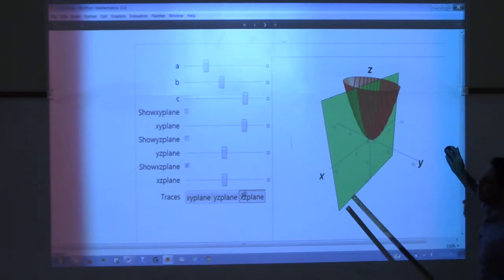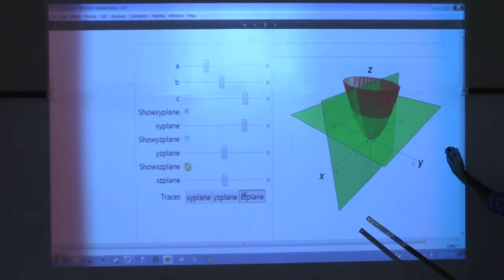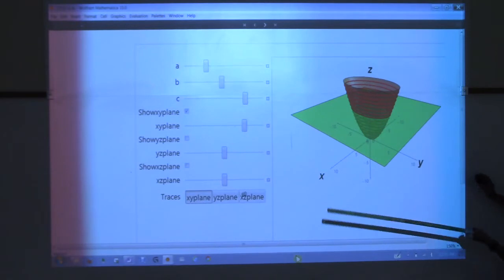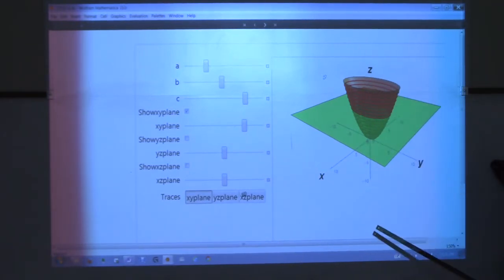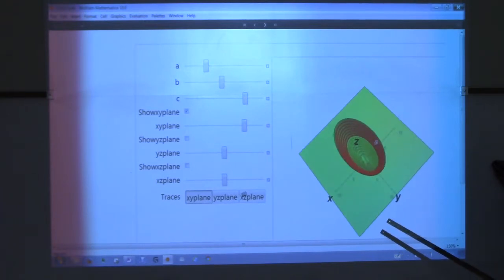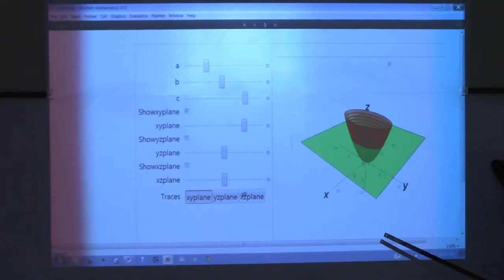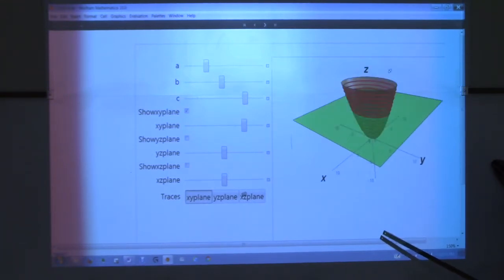Okay, so how about if I cut it this way? Right? I'm getting ellipses there. Now, they do look like circles, right? But if you kind of pull it out like that, you can see that those are ellipses. So, ellipses this way.